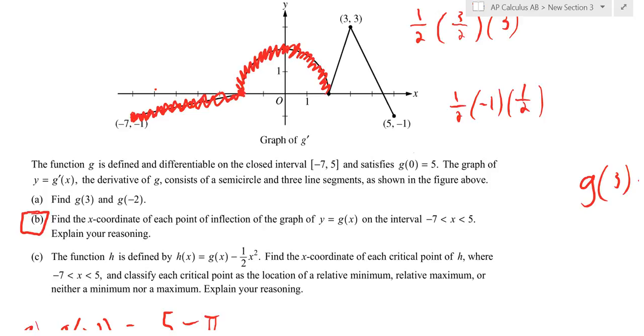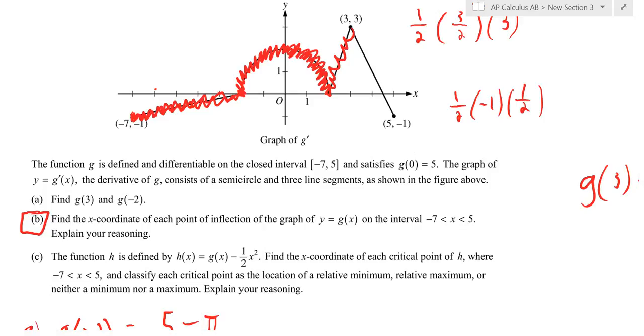You could also say, same reasoning, that g prime has changed from increasing to decreasing. Okay? That's the same exact rule, just a different way to look at it. And then look, g double prime is negative until 2, and then it's positive. So guess what's happening at 2? Point of inflection, because g double prime is changing sign.